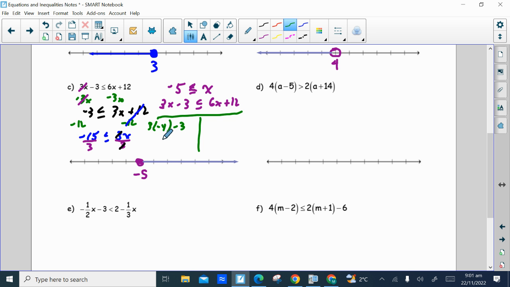3 times negative 4 is negative 12. Take away 3 is negative 15. On the right side, 6 times negative 4 plus 12. 6 times negative 4 is negative 24 plus 12, which is negative 12. The number on the right is greater than or equal to the number on the left, so it checks. Okay, it checks.